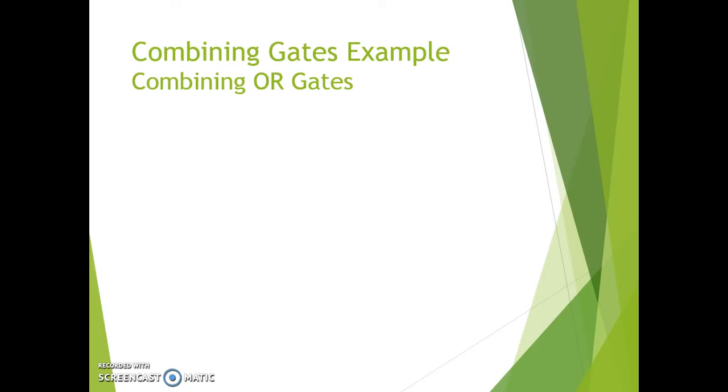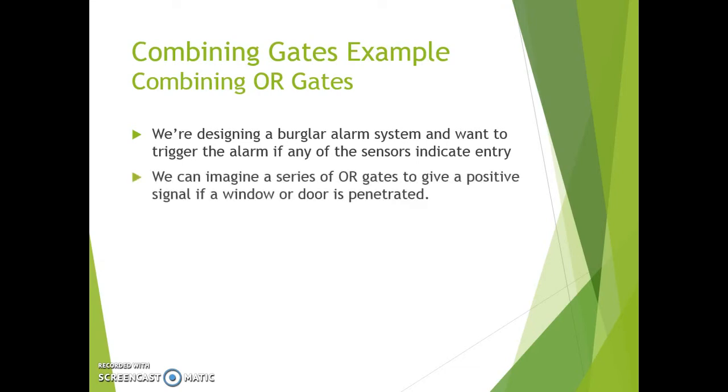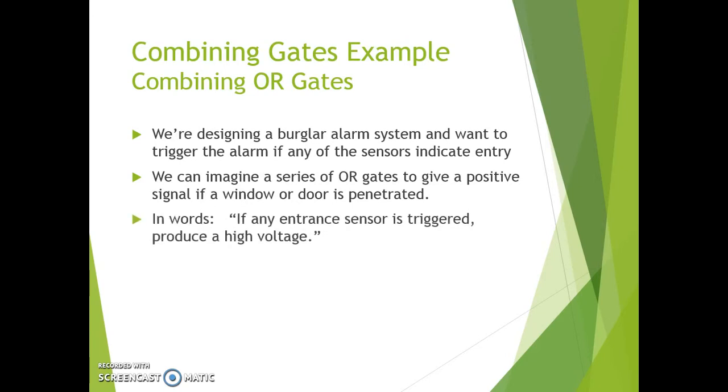So let's look at a situation that's a little bit trivial in some ways. This isn't precisely the way you would do this, but it illustrates our concept very well, so I think it's worth doing. Let's imagine we're designing a burglar alarm system. We want the alarm to trigger if any of the sensors indicate entry. And so we've got a little apartment and we have sensors on 6 windows and a couple of doors, for example. We can use a series of OR gates to give a positive signal if a window or a door is penetrated.